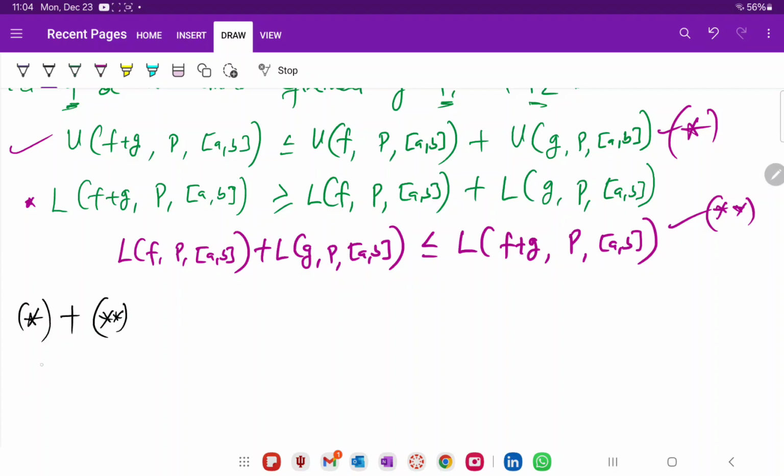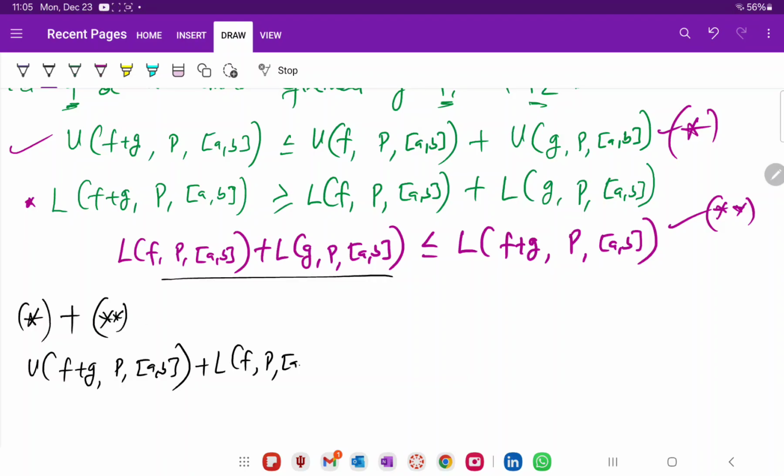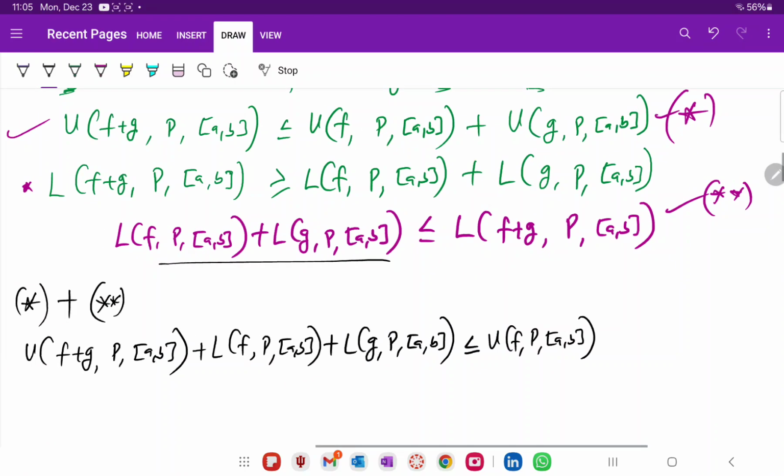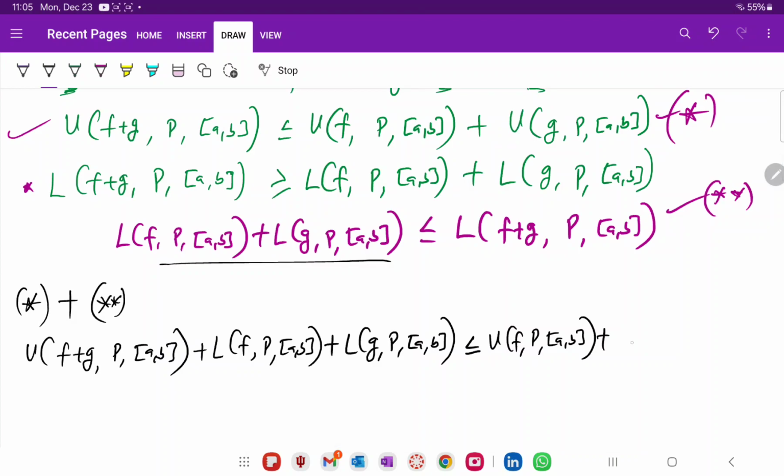We have the upper Riemann sum of f plus g on a, b plus what we have here, less than or equal to this and this, the upper Riemann integral. It's kind of long. Okay, let's see. Plus the upper Riemann integral for g.